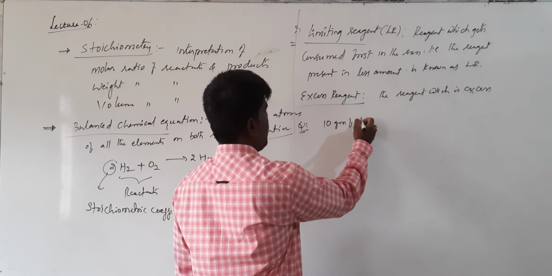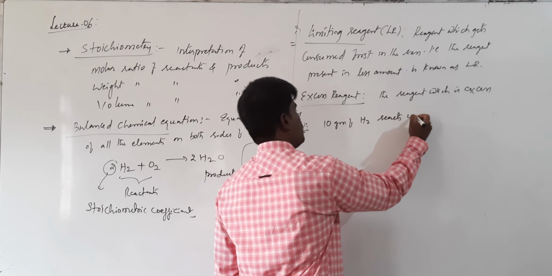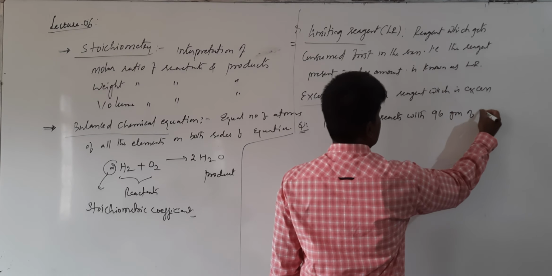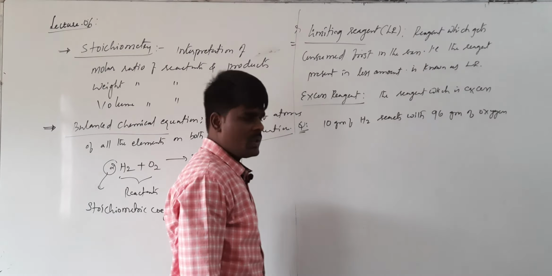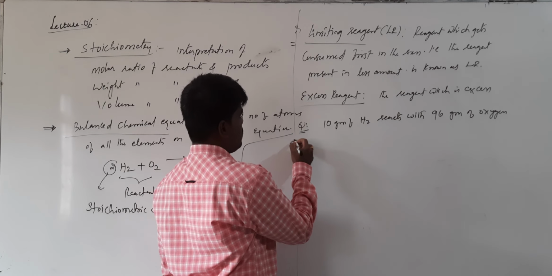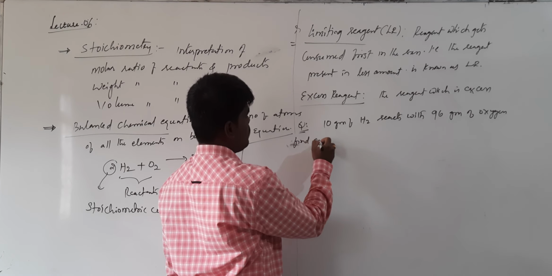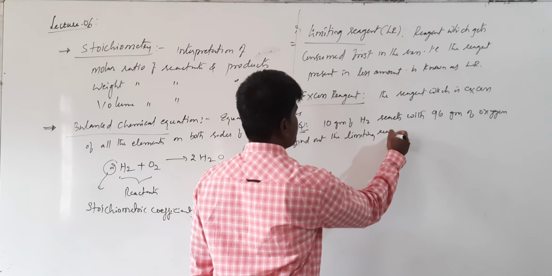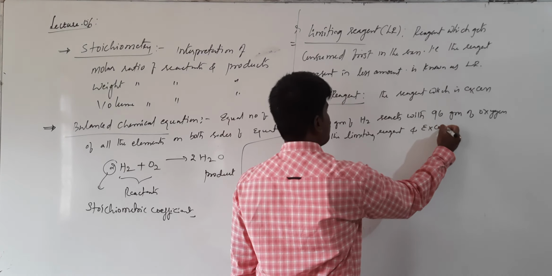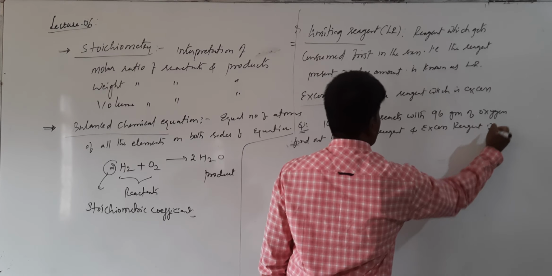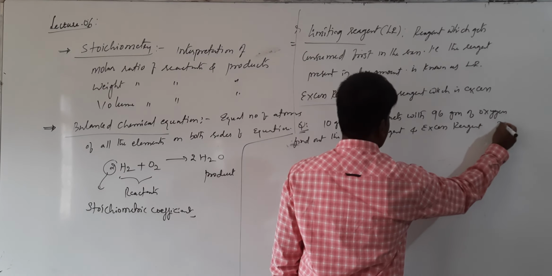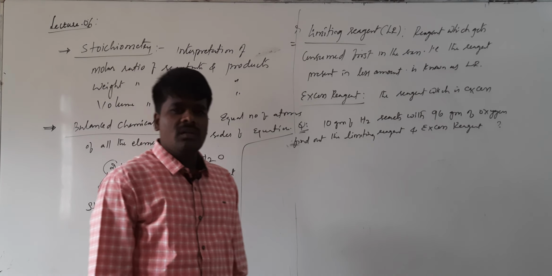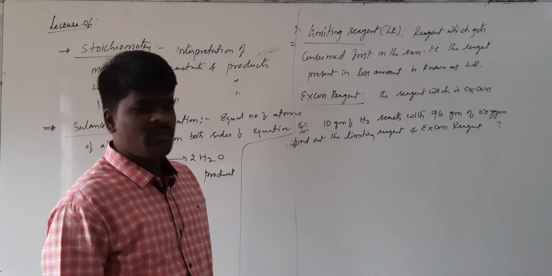Ten grams of hydrogen reacts with 96 grams of oxygen. Find out the limiting reagent and excess reagent. If 10 grams of hydrogen gas combines with 96 grams of oxygen, the question is asking us to find out the limiting reagent as well as the excess reagent.